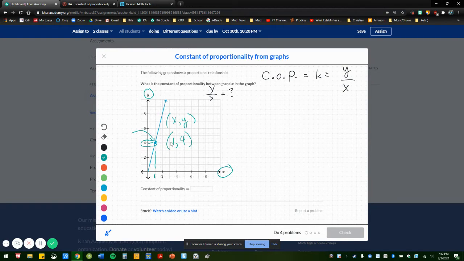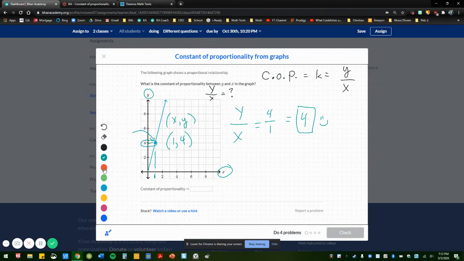Now, some people don't need to write down the point like this. They just go straight to y over x, and they say, okay, Mr. Bates, I got this. It's going to be 4 over 1. And 4 divided by 1 is equal to 4. So the constant of proportionality for this is just equal to 4.